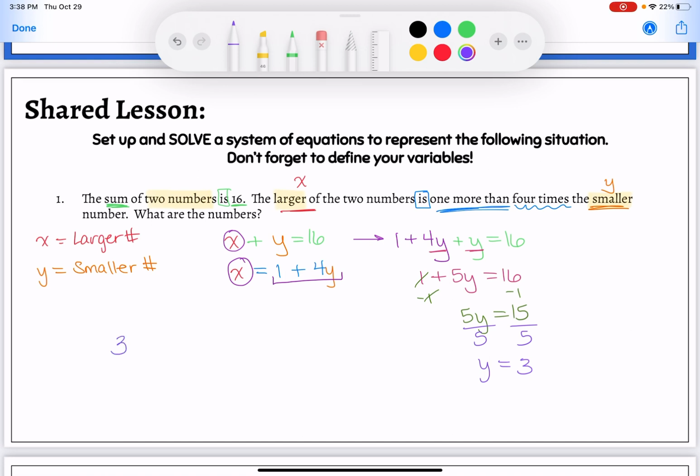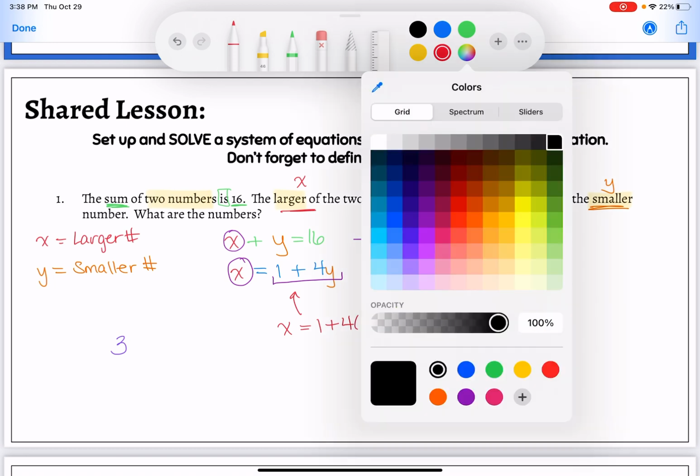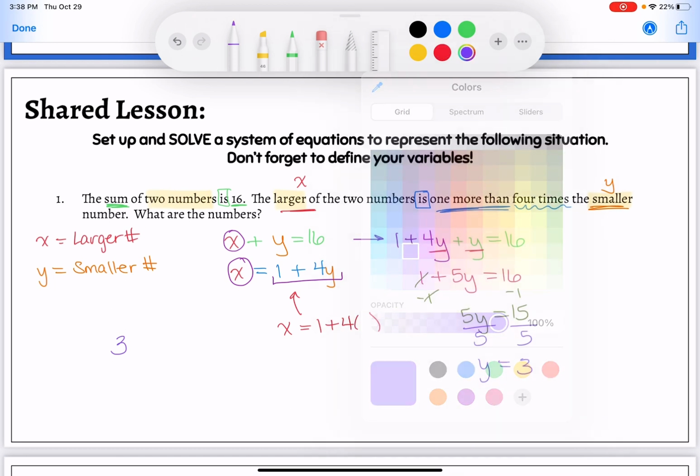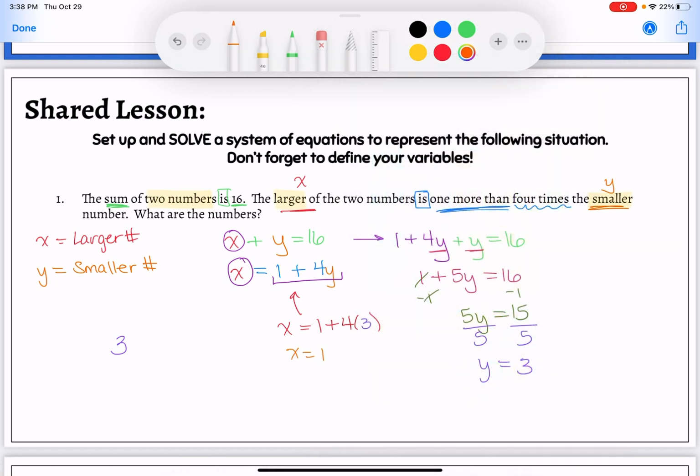And now I'm going to solve for the larger number. So again, I'm going to take this bottom equation. Technically, you can pick either equation, but this one is all set up nice for me. So x equals 1 plus 4 times 3. So I get x equals 1 plus 12. So x equals 13. So my two numbers are 13 and 3.